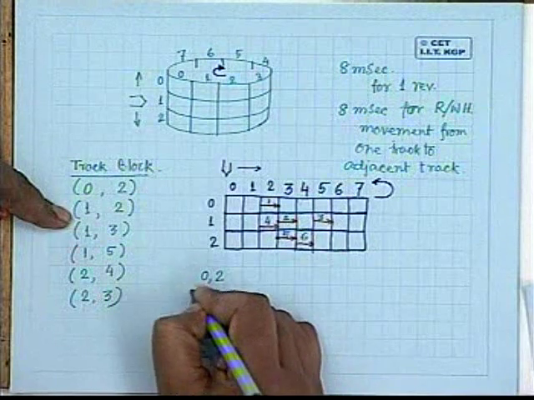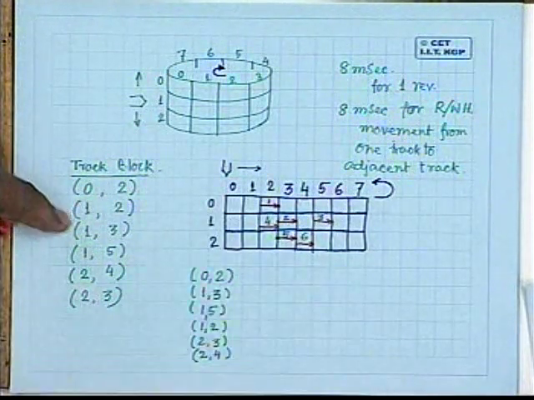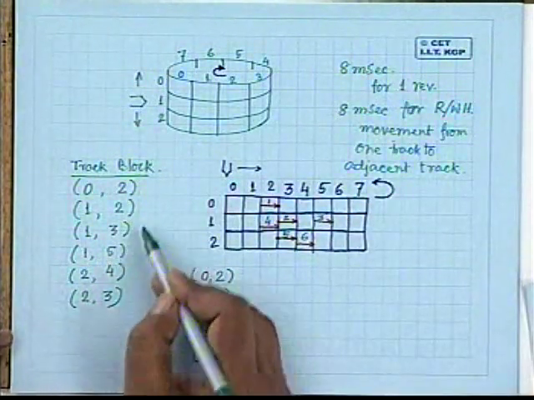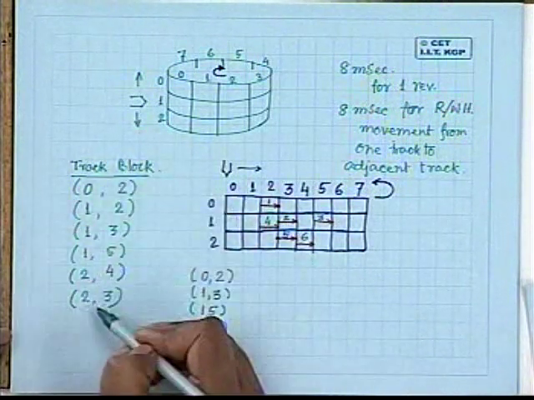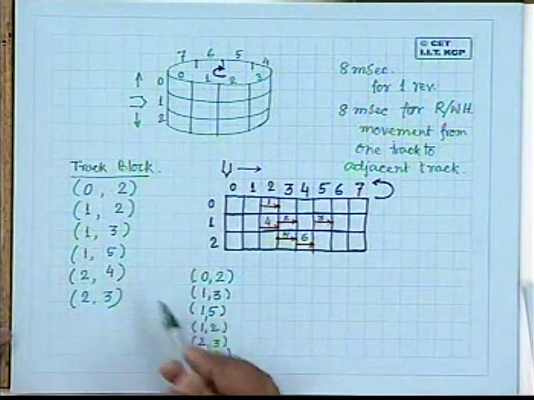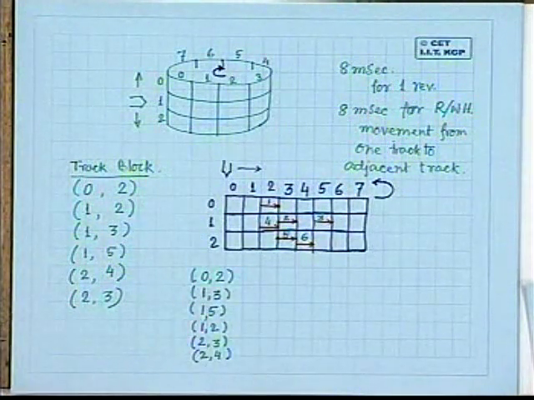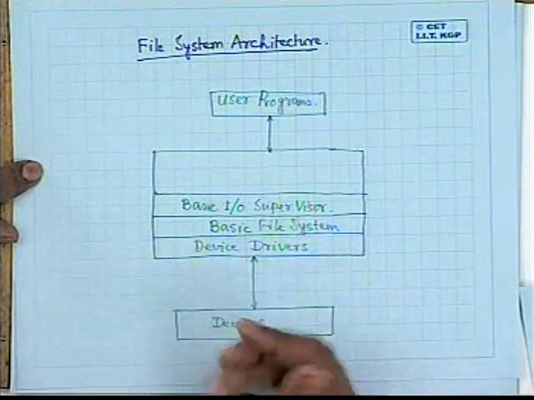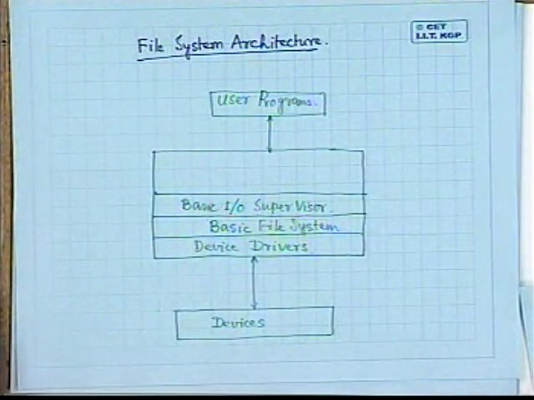So you find that if I schedule the requests in this order, the time taken will be minimum, and that you can verify. Given these figures, if you meet the requests in this order, what will be the total time taken? And if you meet the requests in this order, what will be the total time taken? You'll find that the time taken in this order is much less compared to the time taken in this order. So such scheduling is also the responsibility of the basic IO supervisor. We'll talk about the other system modules in the next course.